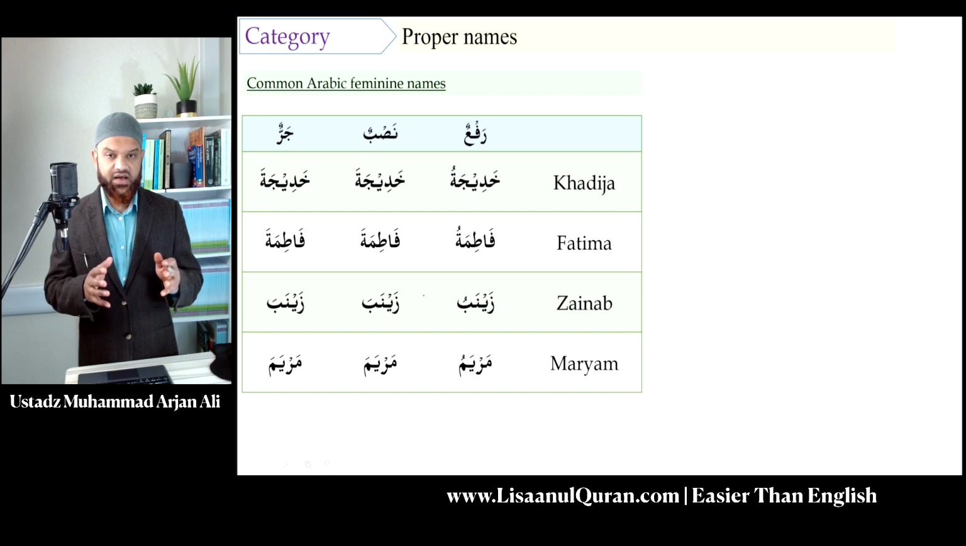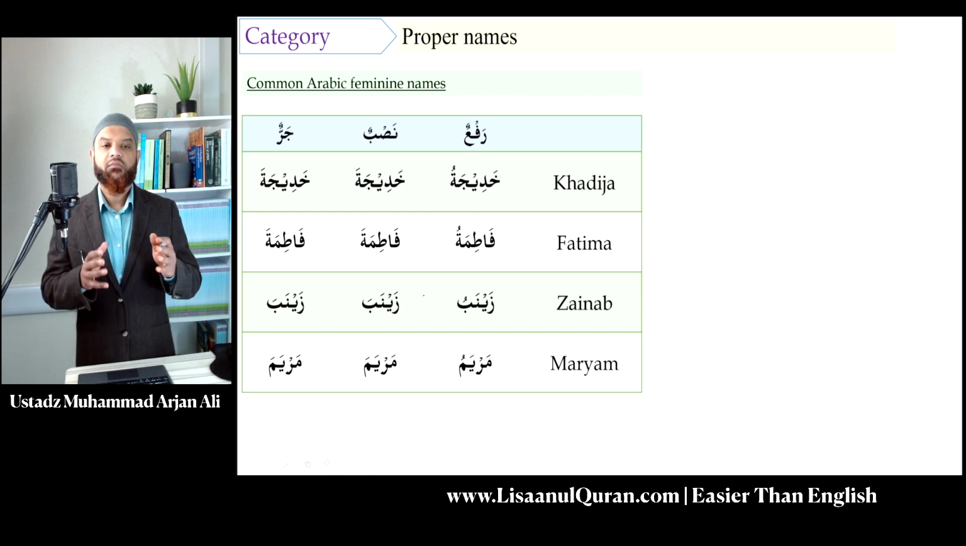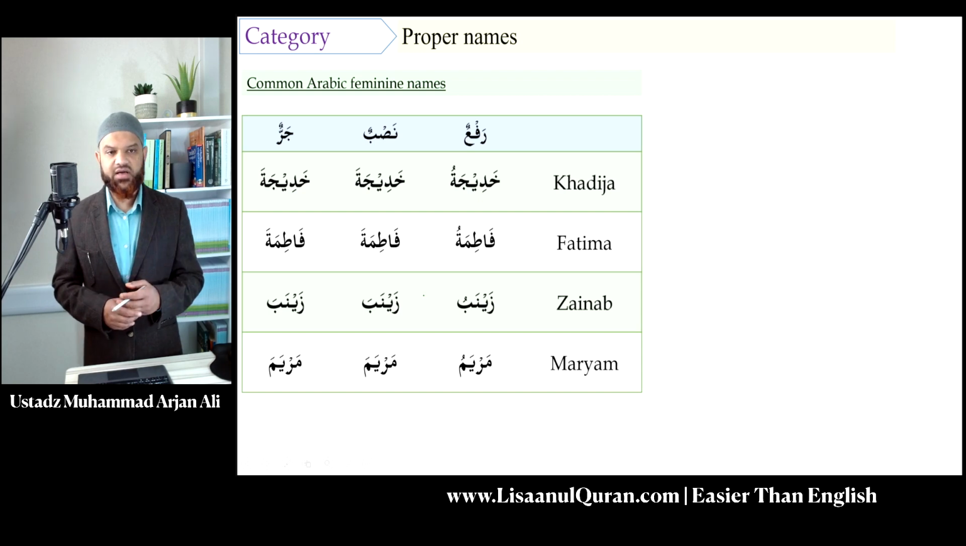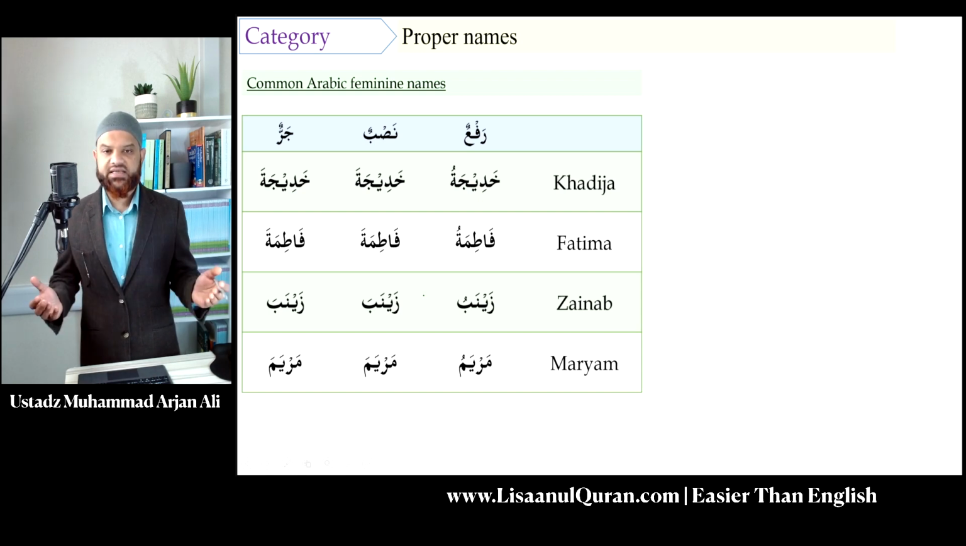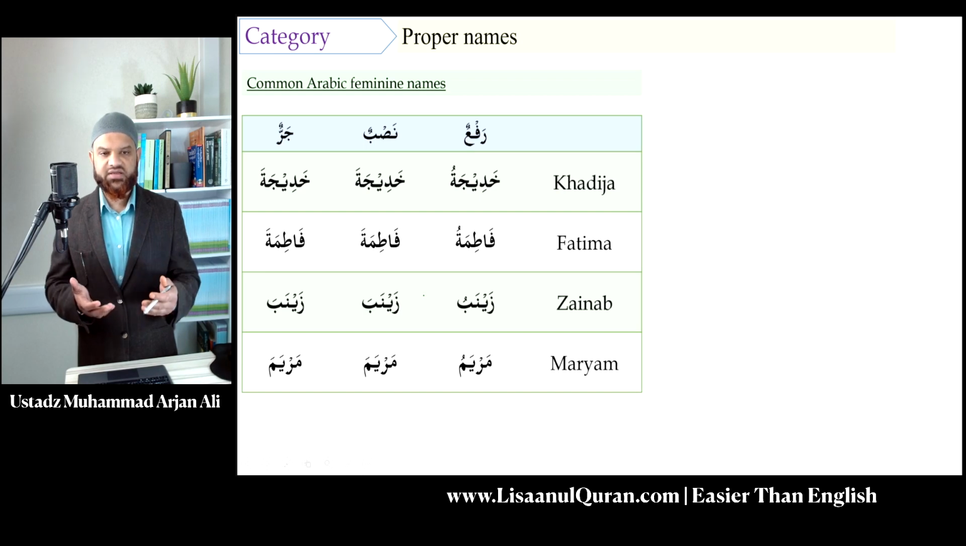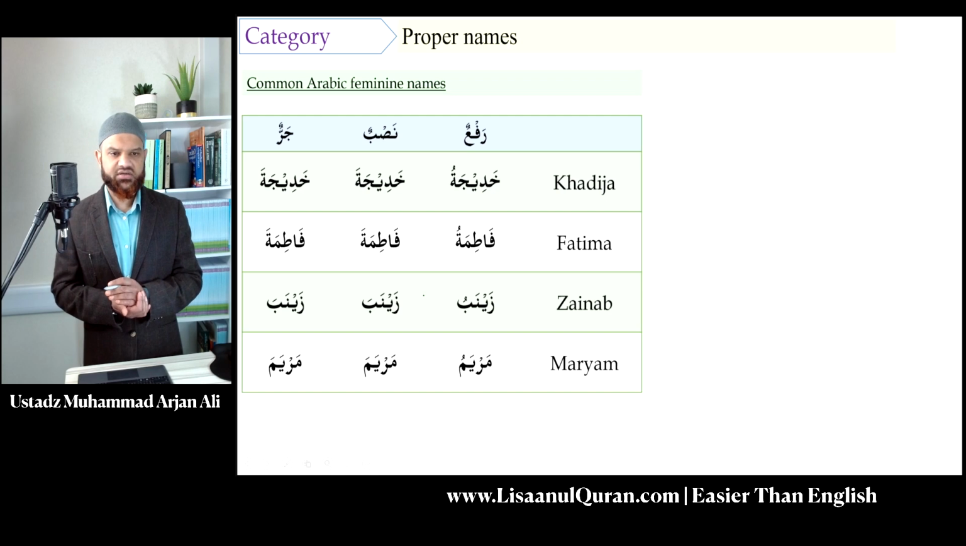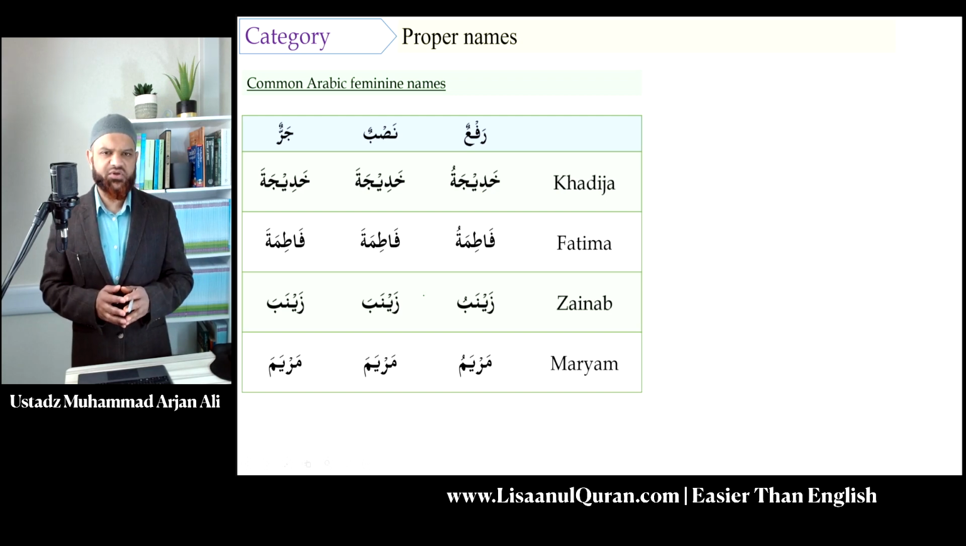Most of the female Arabic names are also partly declining. They are ghayru munsarif. Again, example here. Khadijatu, Khadijata, Khadijata. Fatimatu, Fatimata, Fatimata. Again, you can see no tanween and no kasra in the jar status. Again, I've given you Zainab and Maryam also, but these are the most common names you're likely to come across in your initial studies.